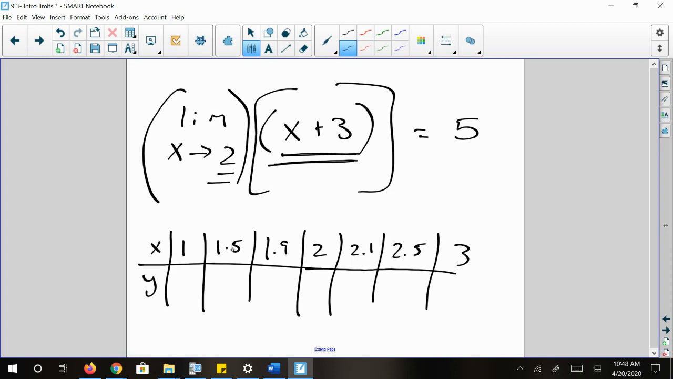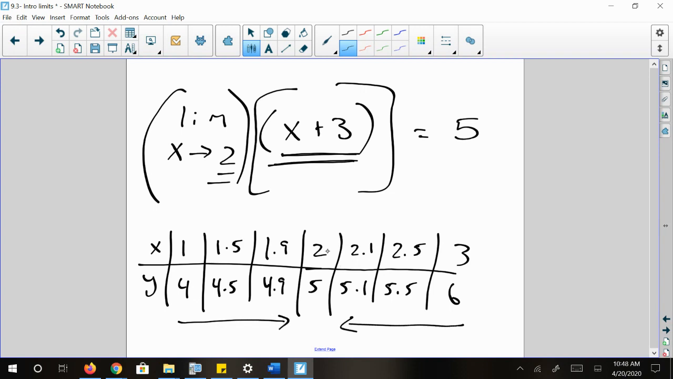Okay, so in other words, if I plugged in all these x values into this function, what I would see here is 1 plus 3 is 4, this would be 4.5, 4.9, 2 plus 3 is 5, 5.1, 5.5, and 6. Okay, and what we can see here is from this direction we're approaching 5, and from this direction we're approaching 5. So we can see that the limit as we approach 2 is exactly 5, which actually happens if I plug in 2, I approach exactly 5.